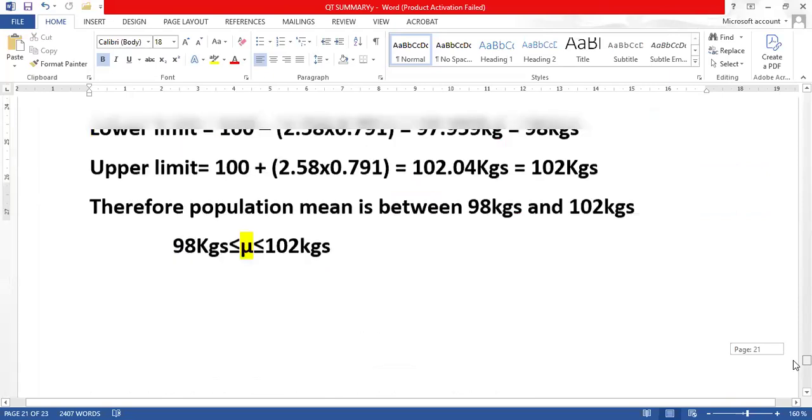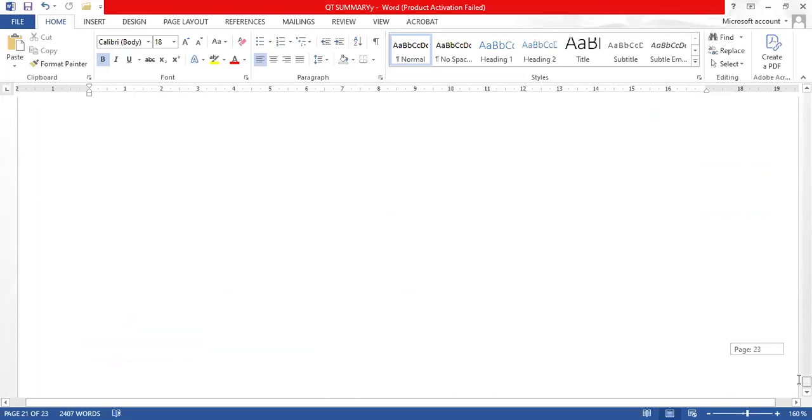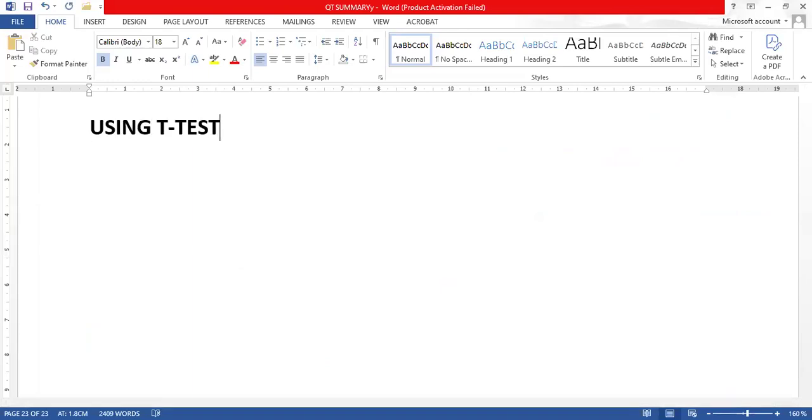So when we are using t-test, here our sample size, our n is 10.